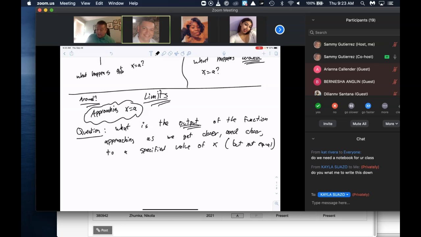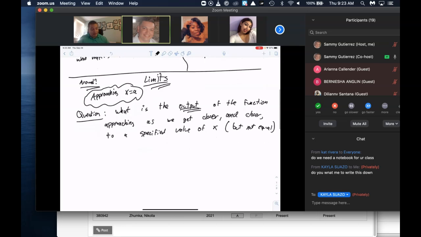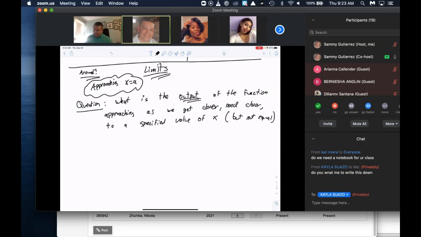So if I say, hey, we're going to approach 2, we're not actually equaling the value of 2. We're just going to get closer and closer and closer to the value of 2. That's the big focus, okay? We're looking at the output, which you might think of like the y values, for example. We'll talk about the value. Sometimes the value that you plug in is the answer for the limit, but sometimes it is not.